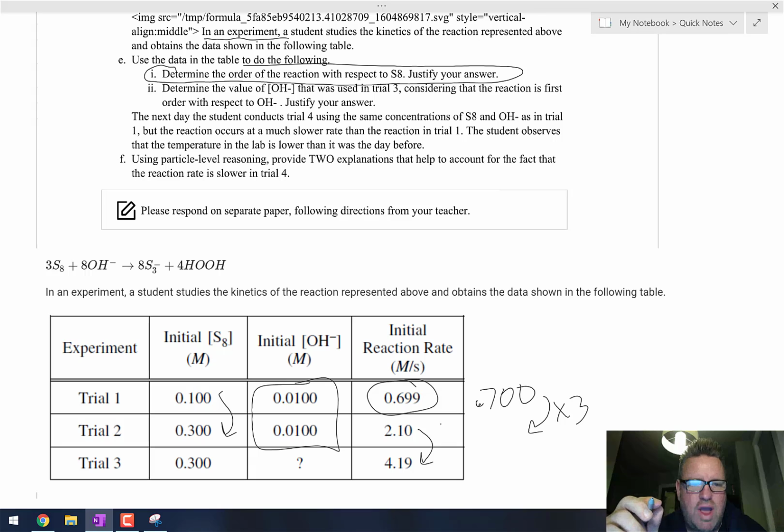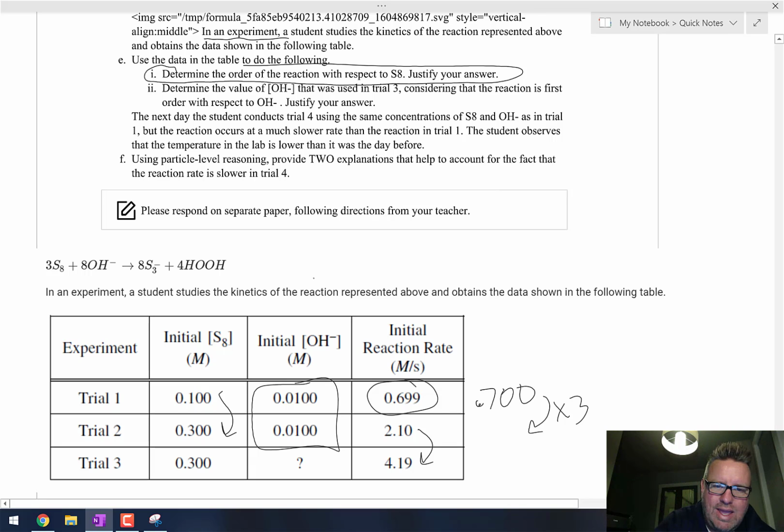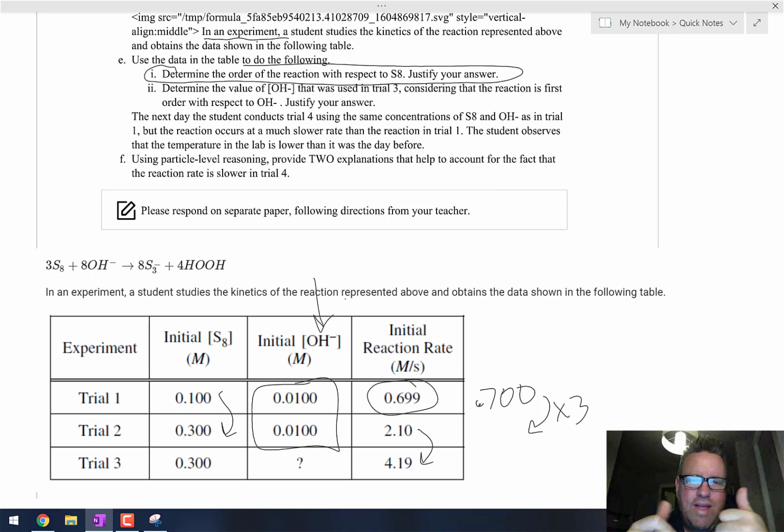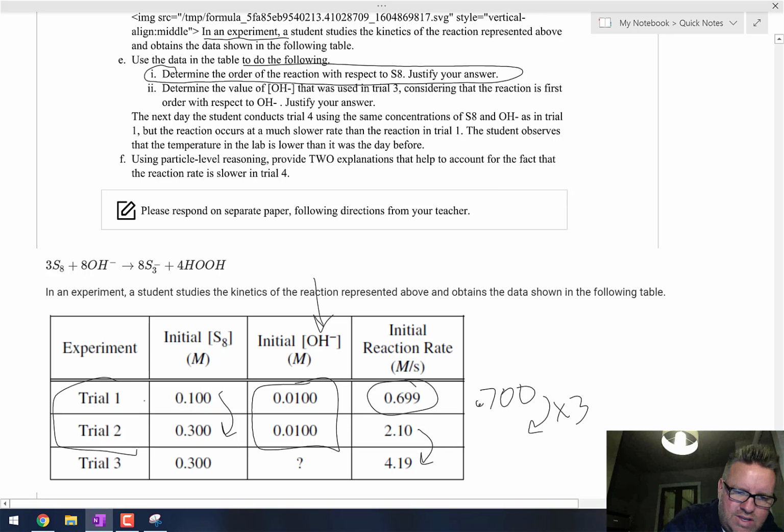I would say in trials 1 and 2, again, OH minus stays the same. S8 increases by a factor of 3. So does the rate. Therefore, it's first order. You say it like that, that's a perfect answer on the AP test. Again, go through everything. Tell the trials. Say what's staying the same, say what happens here, and then say what happens here, and then you're good.